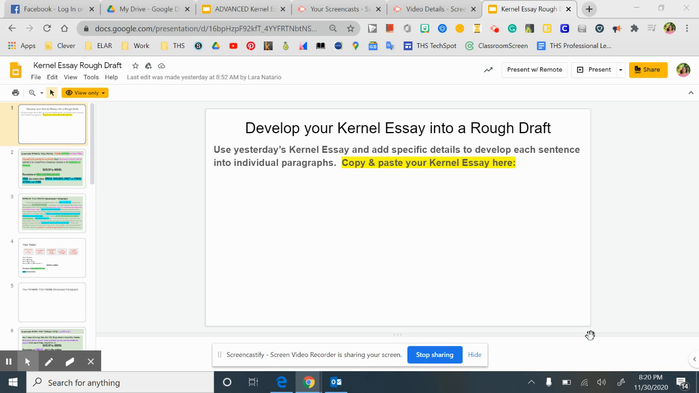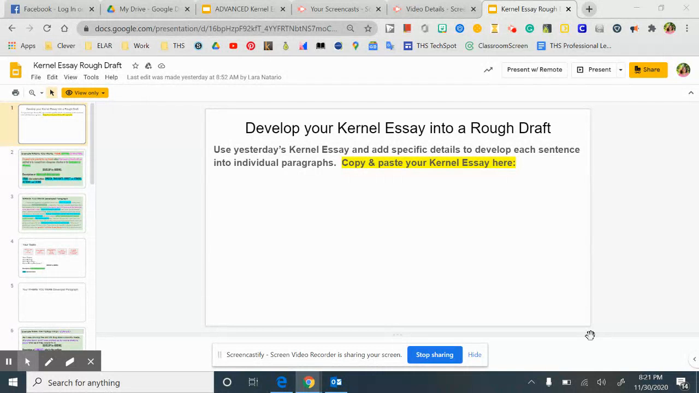Hi guys, we are going to be working on developing our kernel essay into a rough draft today. So quick reminders before we get started. On this slide deck, do not delete any slides because every slide has information for you that will help you in this development of a rough draft.